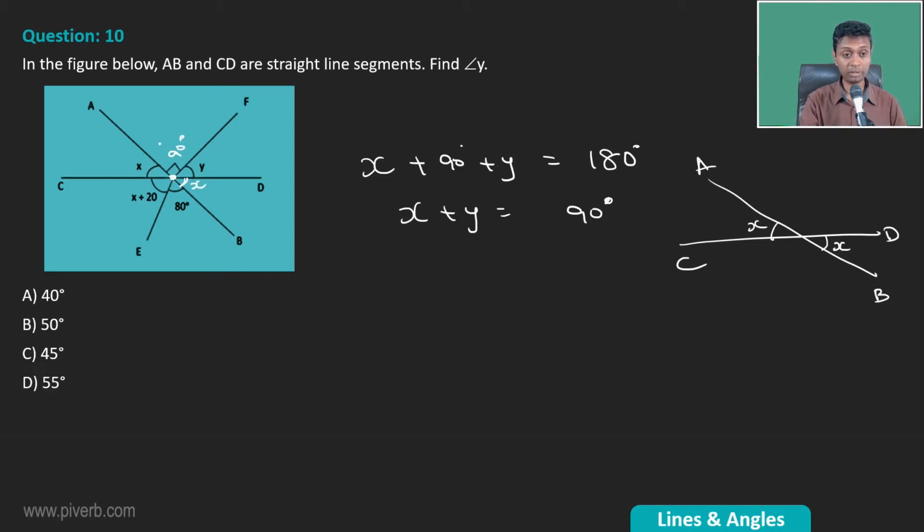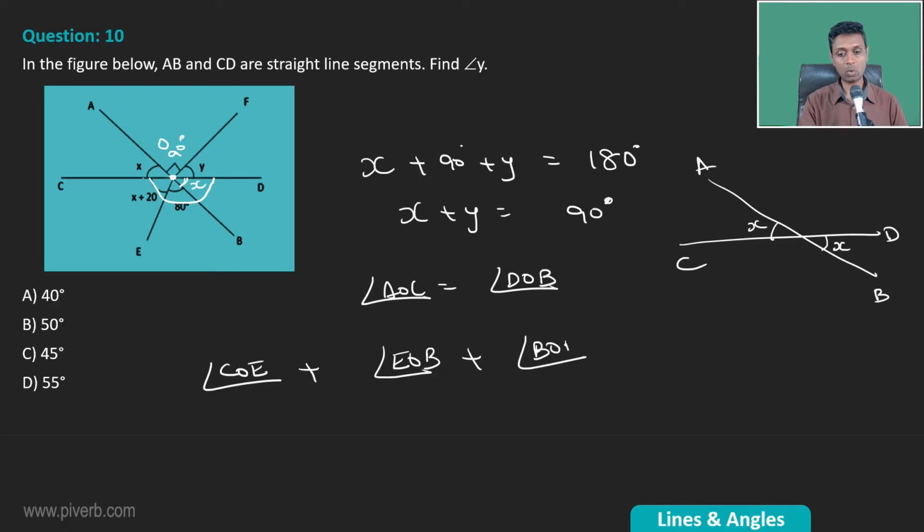Call the overall meeting point O. Then angle AOC should be equal to angle DOB, because they are vertically opposite angles. If this is X, this is also X. Once again, the sum of these three angles should be equal to 180. So angle COE plus angle EOB plus angle BOD is 180 degrees.